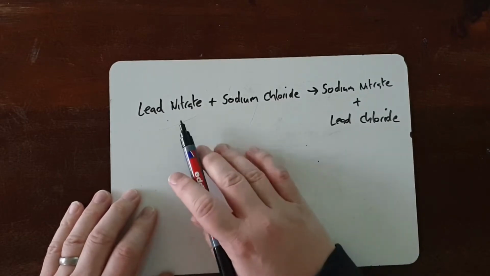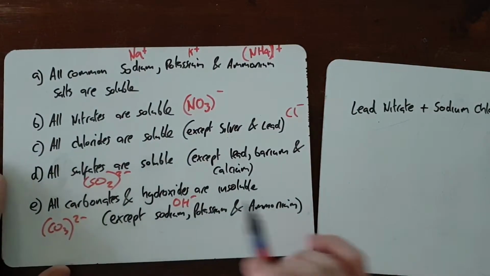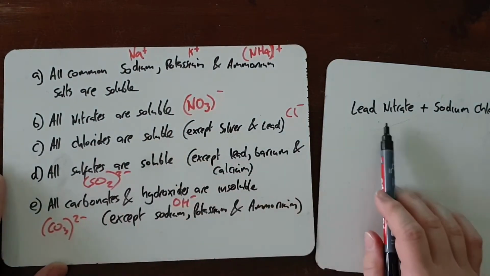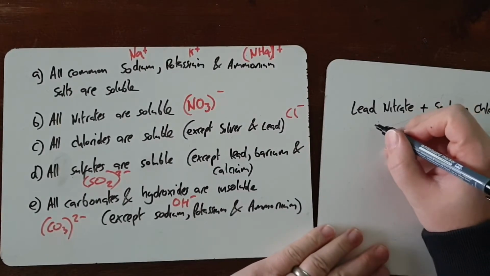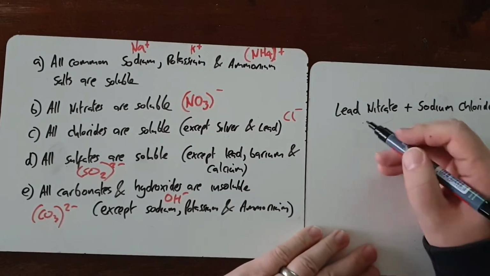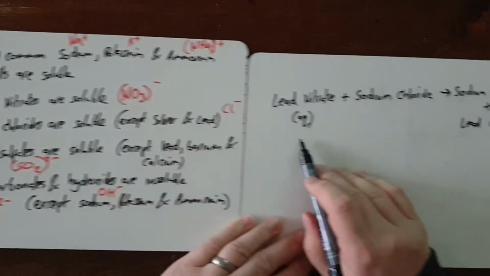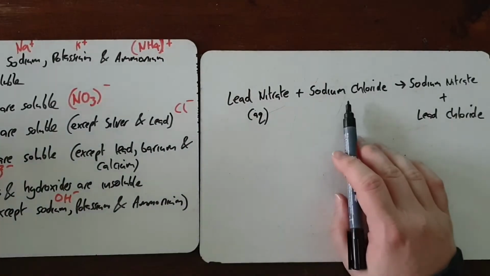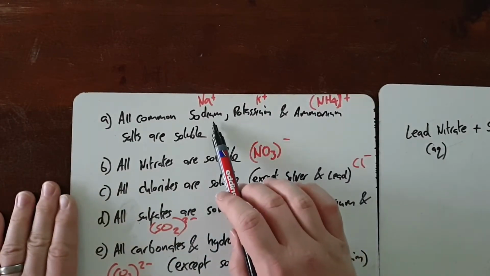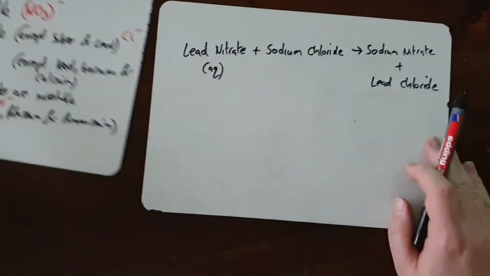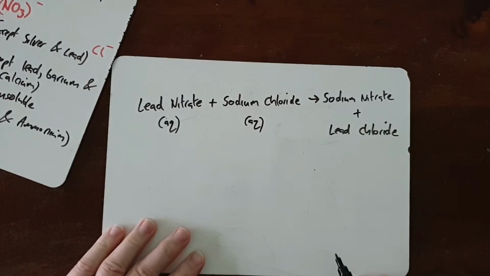So let's check out lead nitrate first of all. If I come back to my rules, all nitrates are soluble. So lead nitrate, and I know normally you shouldn't put state symbols on word equations, but I'm just going to do this because it's a bit quicker. So lead nitrate would have been aqueous. It would have been dissolved. Sodium chloride, so we check. Well, all chlorides are soluble, but also it was sodium, and all sodium things are always soluble. So sodium chloride would have been soluble.